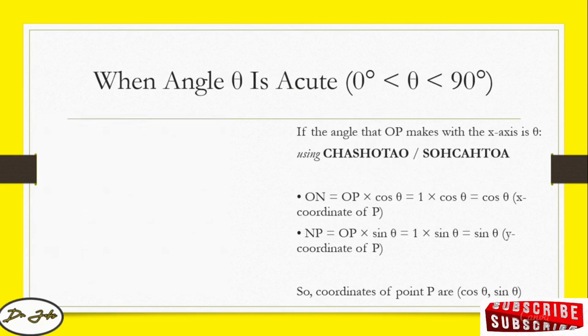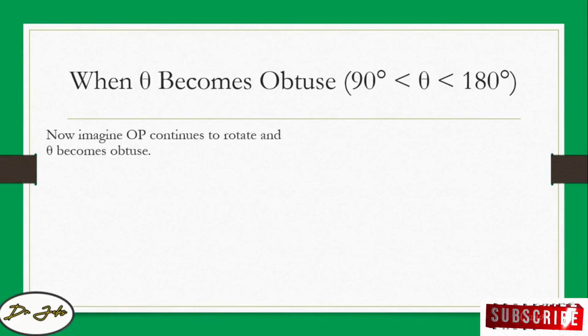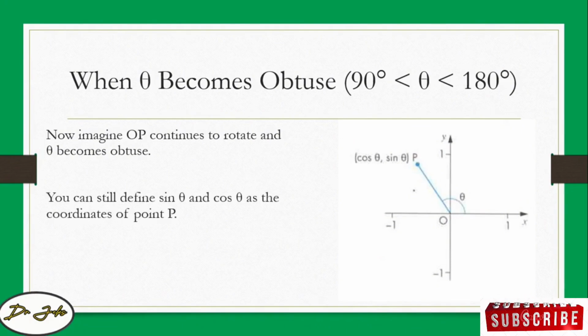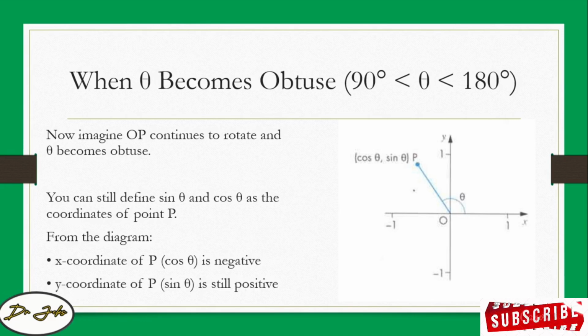Now, let's see what happens when the angle becomes obtuse, between 90 and 180 degrees. Alright, now let's imagine that the rod OP keeps rotating. Eventually, theta becomes an obtuse angle, meaning it's greater than 90 degrees but less than 180. Guess what? You can still find the sine and cosine of that angle, and it still relates to the coordinates of point P. Here's what you'll notice from the diagram. The x-coordinate of point P, which is cosine of theta, is now negative. The y-coordinate of point P, which is sine of theta, is still positive.